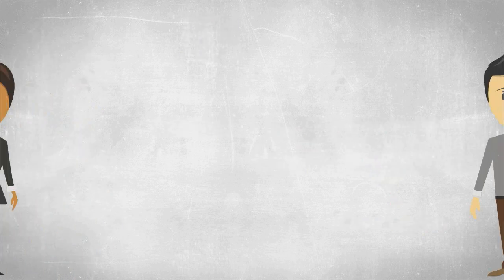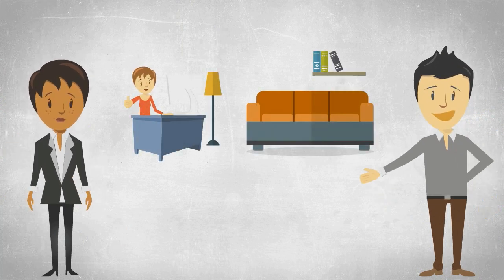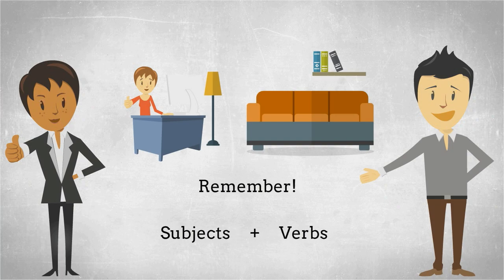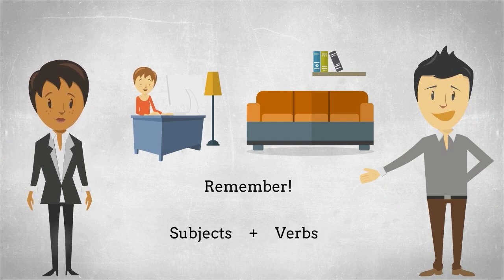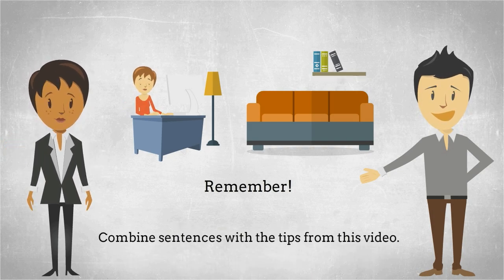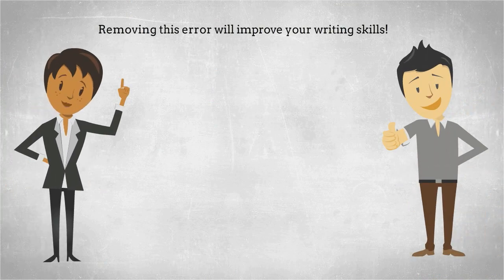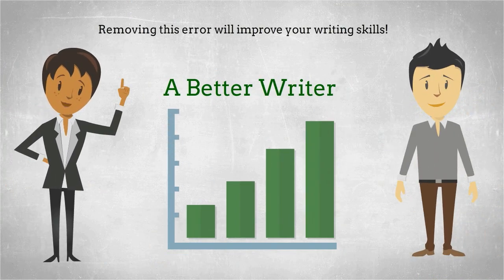So there you go. There are a few ways to correct run-ons and comma splices. Remember to look for subjects and verbs in your sentences to make sure you're not trying to combine too many thoughts together. If you are, use one of the tips above to correct the mistake. Being able to remove this error from your writing will go a long way in improving your writing skills.